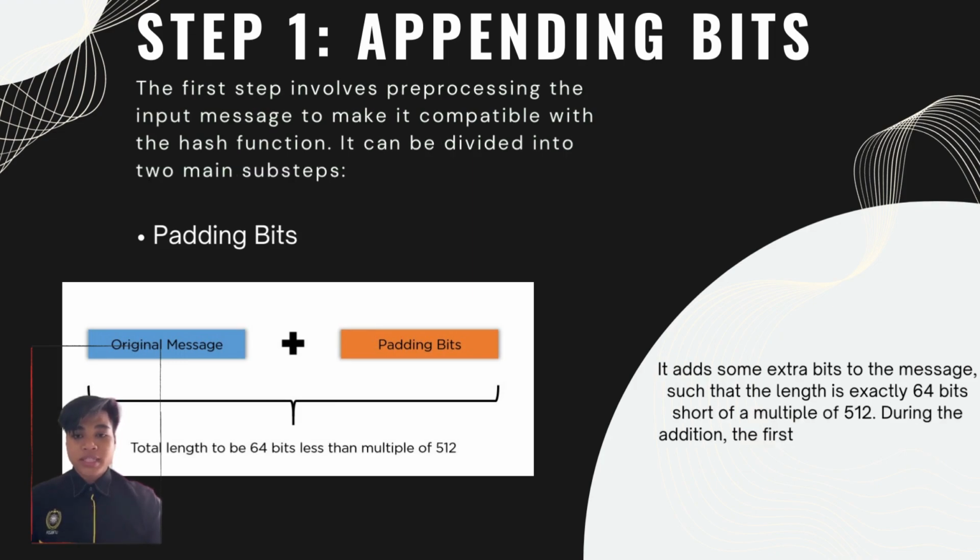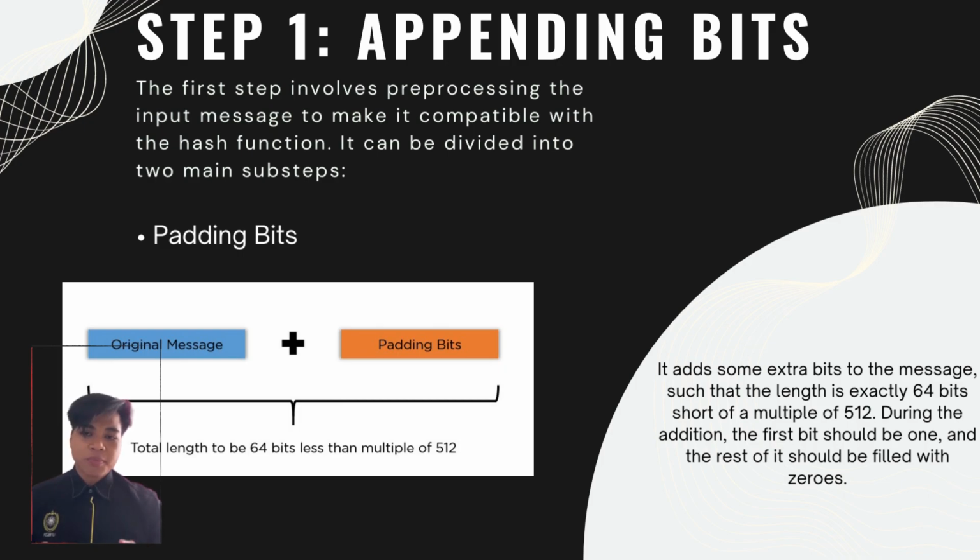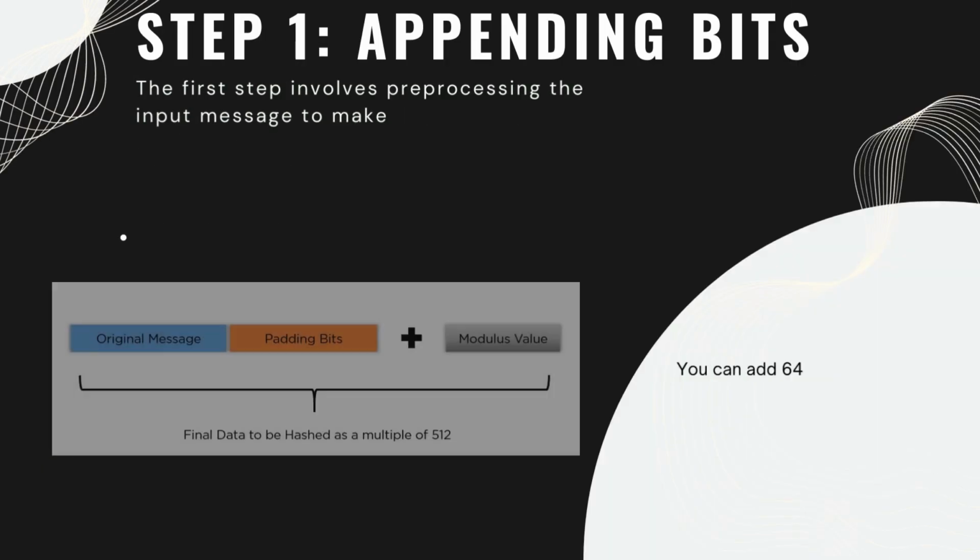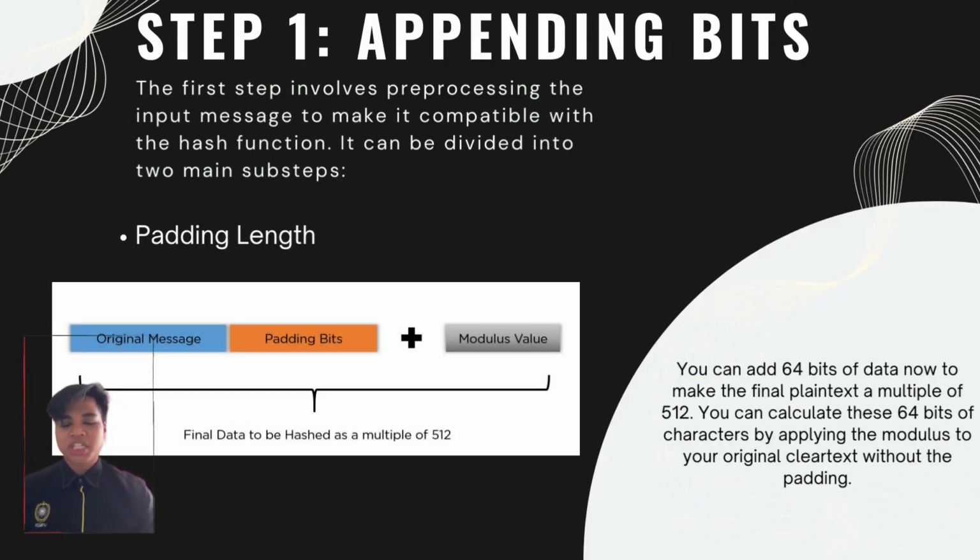Okay, this is more detail of the steps. The first step is appending bits, processing the input message to make it compatible with the hash function. We have two parts. The first is padding bits, whose function is to add some extra bits to the message such that the length is exactly 64 bits short of a multiple of 512. And then the second is padding length, whose function is to add 64 bits of data to make the final plain text a multiple of 512.